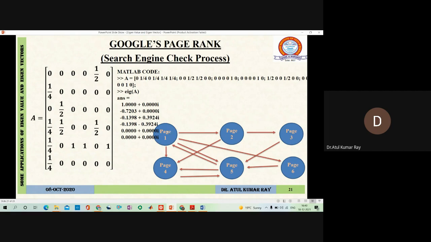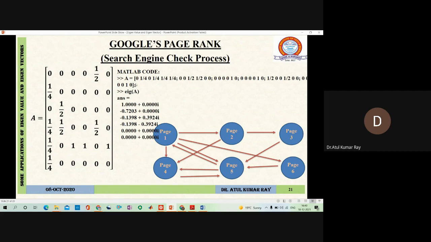Page 1 is liking pages 2, 6, 5, and 4. So instead of 2, 6, 5, and 4, there is 1 by 4, 1 by 4, 1 by 4, and 1 by 4, because there are a total of 4 pages. If you add them completely, you will have 1. Similarly, page 2 likes page 3 and page 4, so you'll have this one. Similarly the third, fourth, fifth, and sixth columns.